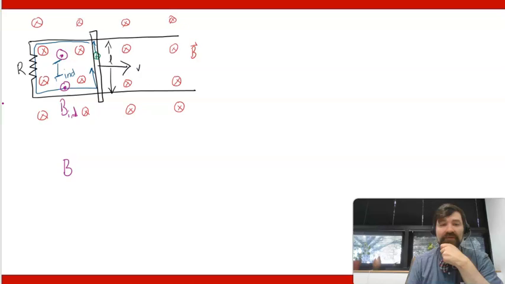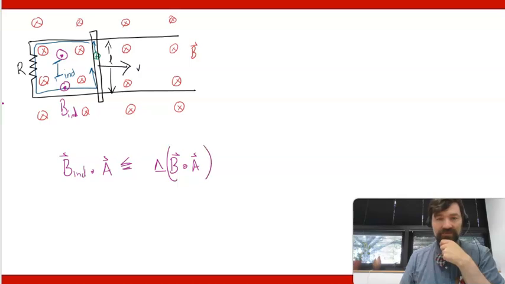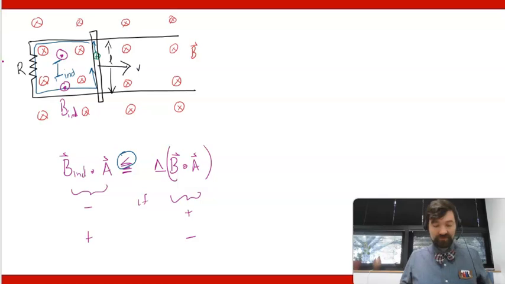So if I were to do B induced dot area, that right there should be less than or equal to the rate of change of B dot area. And essentially, this means that it's typically the less than. So let's go ahead and circle this less. It's typically less than, but it has the opposite sign. So this would be negative if this is positive. This would be positive if this is negative. And note that it's the dot product that is positive or negative, not the individual fields.